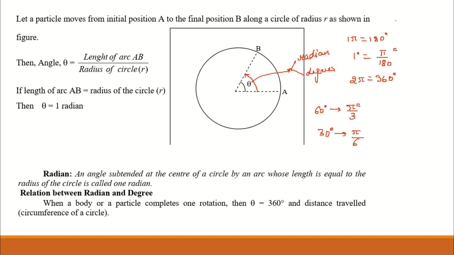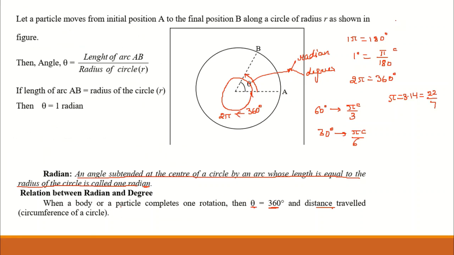If you want to calculate 30 degree, it is nothing but pi by 6. This pi is nothing but the radian. We have some numerical value of pi as well, that is 3.14 or 22 by 7. The angle subtended at the center of the circle by an arc whose length is equal to the radius of the circle is called 1 radian. When a body completes one revolution, how much angle does it complete? 360 degree, that is 2 pi. That theta is 360 degree, and the distance traveled is known as the circumference of the path.